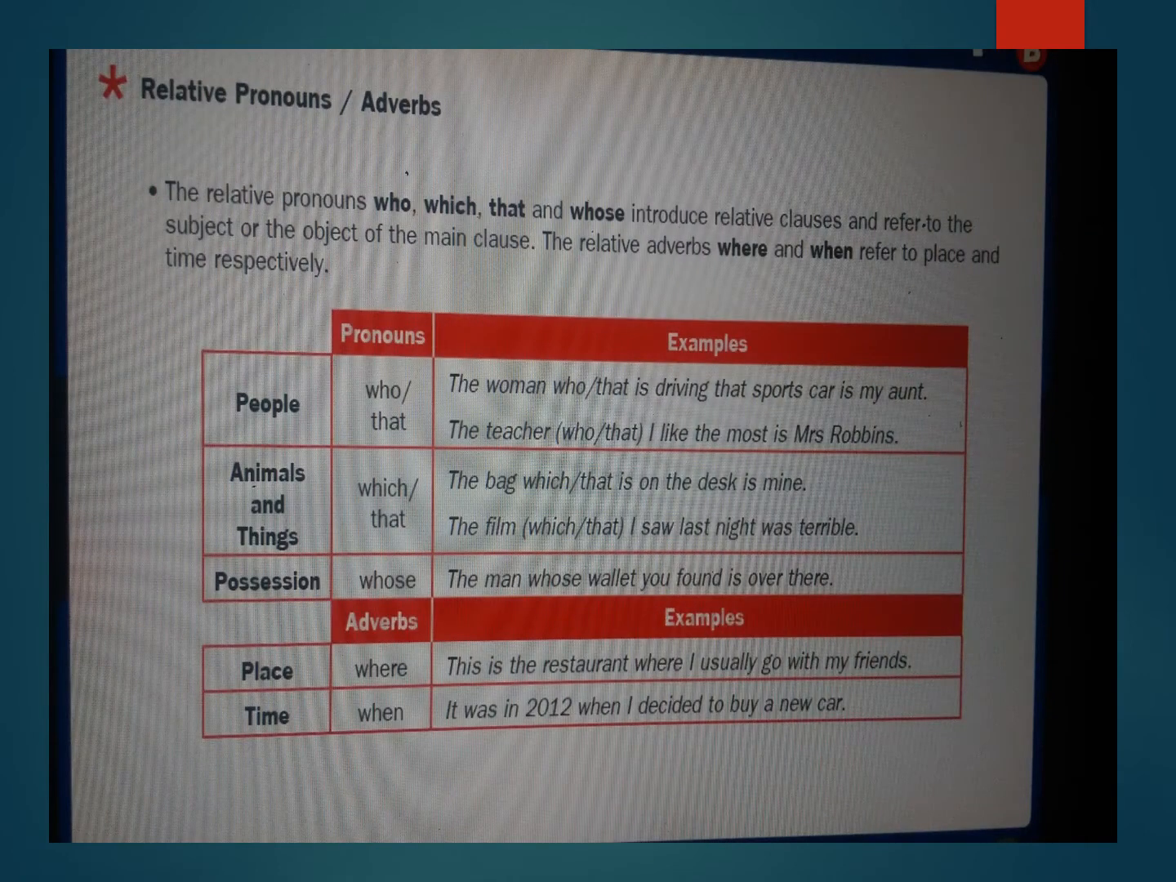Now we move to the relative pronouns and how to differentiate between them. Who can read the first paragraph, the first two lines? Okay, Ali.